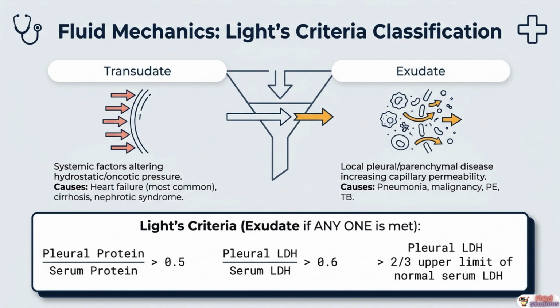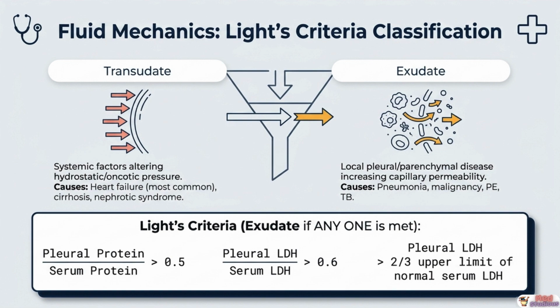When any pleural effusion is identified, Light's criteria provide the definitive method for classifying it as transudate or exudate, and this single classification dramatically narrows the differential diagnosis. Transudative effusions result from systemic factors altering hydrostatic or oncotic pressure, with heart failure as the single most common cause overall, alongside cirrhosis and nephrotic syndrome.